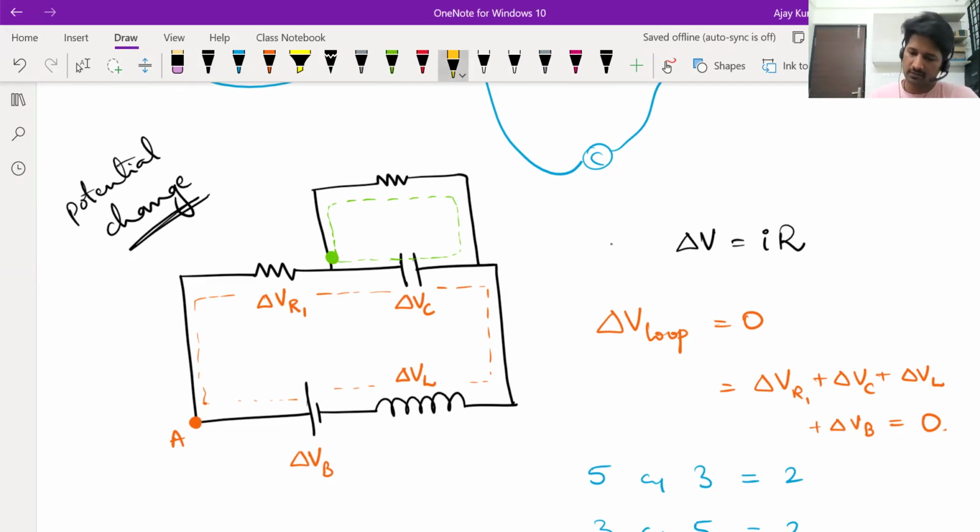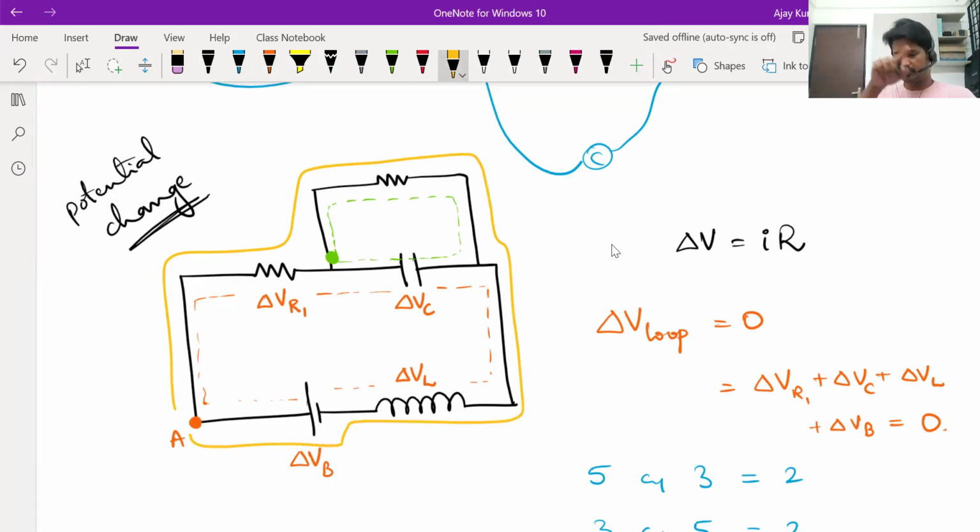You could even have gone along this loop, bypassing the capacitor, and returned like this. The sum of all these potential changes also will be zero. Okay, and this is a very, very powerful equation.